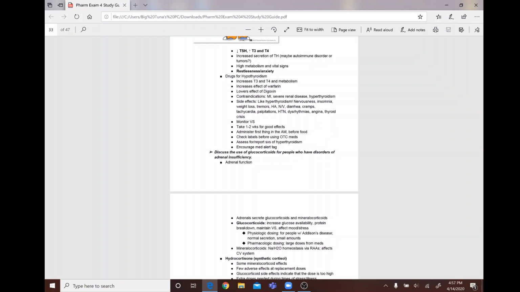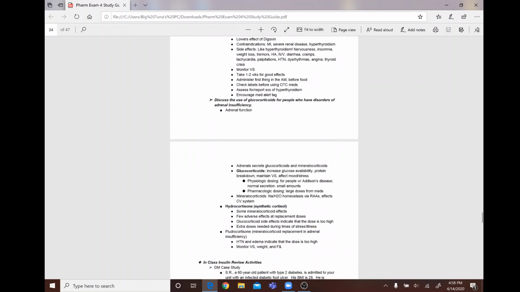What are we going to do when people are taking these drugs for hypothyroidism? Monitor vitals, takes 1 to 2 weeks for good effects. Administer first thing in the morning before food. Check labels before using OTC meds. Assess for and report symptoms of hyperthyroidism and encourage the med alert tag.